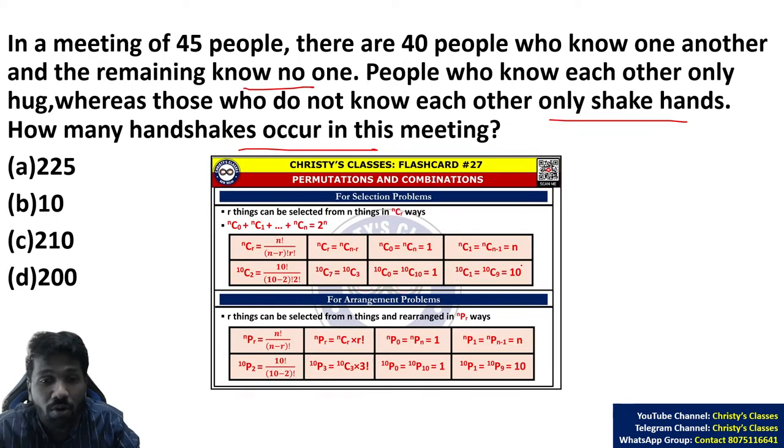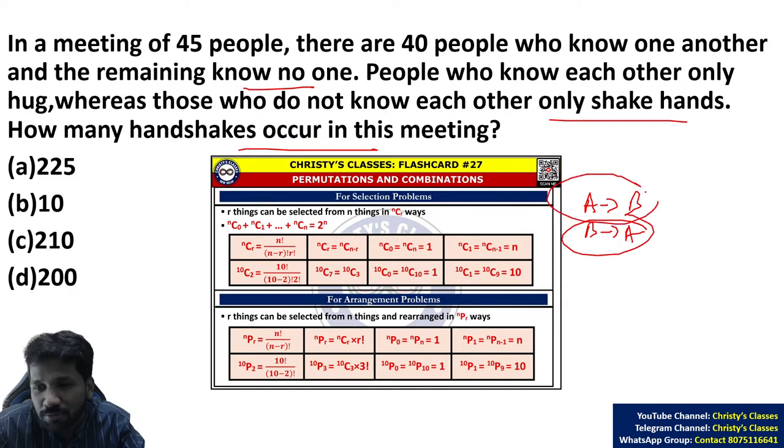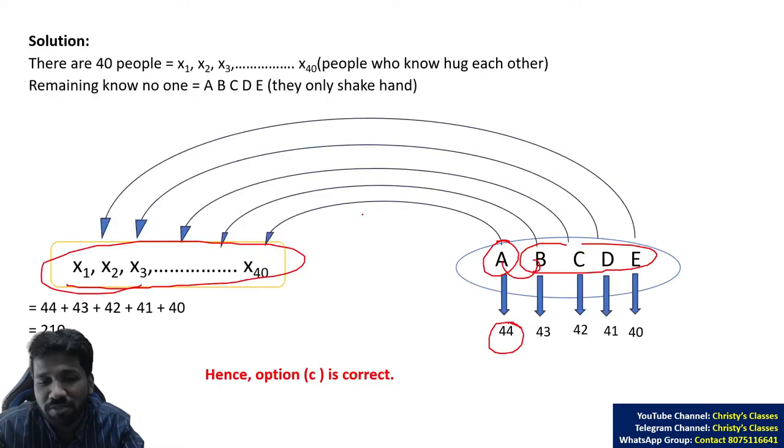That is what we call in the permutation combination chapter. Order does not matter. A to B, B to A. If you rearrange and do not get a new arrangement, or if you get a new arrangement, you have to use permutation. If you do not get a new arrangement, you have to use combination. That is the basic difference between permutation and combination.